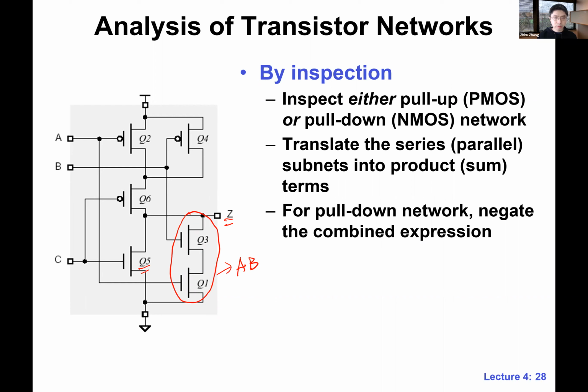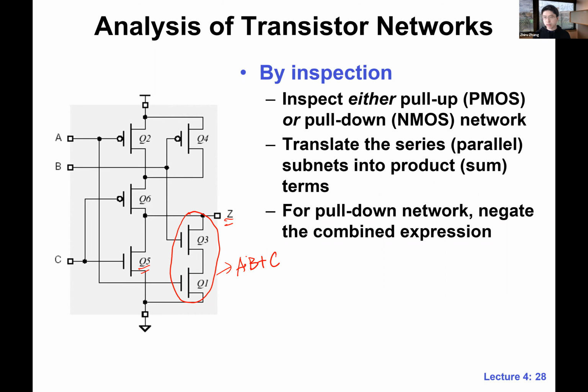This path, there's a single transistor, right? So it's in parallel. Q5 is in parallel to the series structure that we are circling, right? So basically for the NMOS network to make a connection, what is the boolean expression? A and B plus C, right? Clear? Okay, very good.